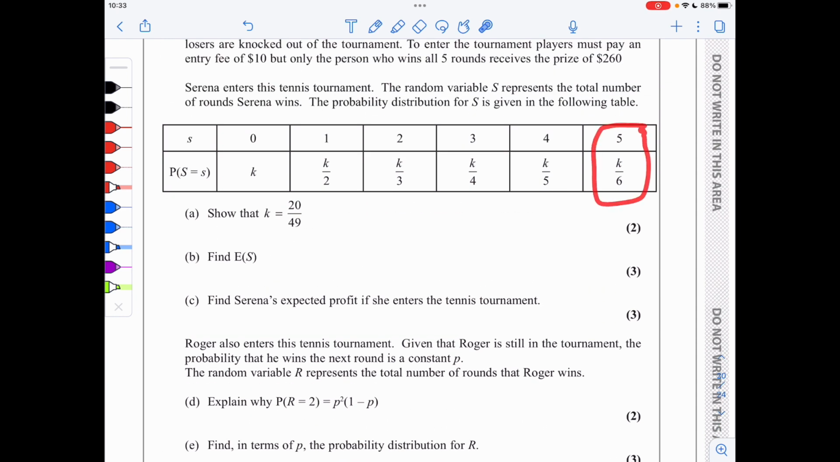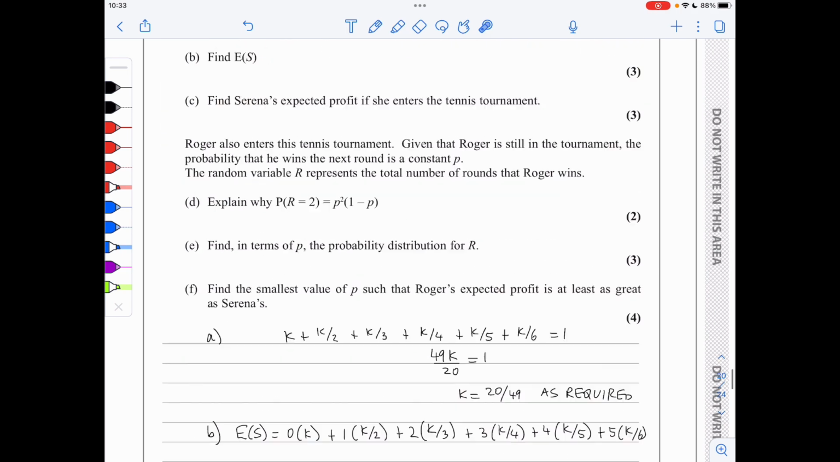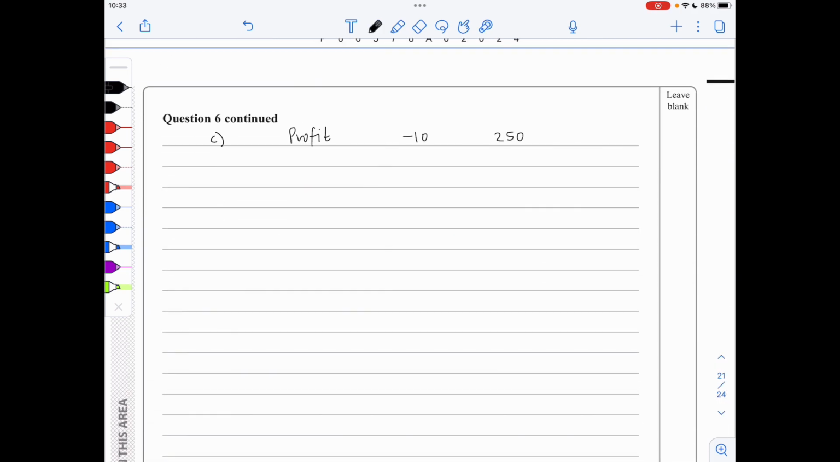So the probability of winning the tournament is k over 6. So I could fill in the probabilities here. For winning the tournament and therefore making a profit of 250, it's k over 6. So the probability of making a loss of 10 is 1 minus k over 6. And therefore the expected profit will be minus 10 times 1 minus k over 6 plus 250 times k over 6, which gives minus 10 plus 130k over 3.